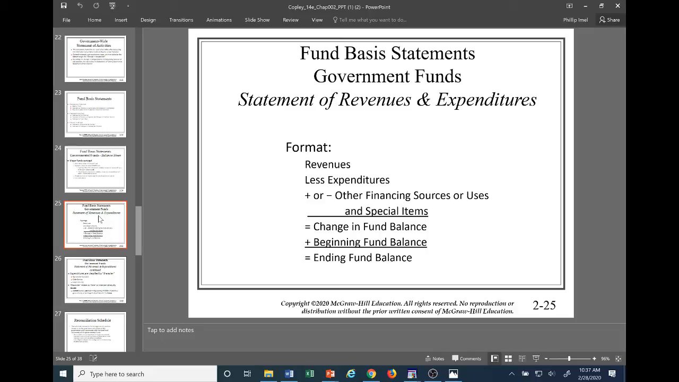What's an example of a special item? A special item would be something that's within the scope of the government but doesn't normally occur. What's the main example? Sale of land, or a fixed asset or something, because we're not in the business of selling property, so that's a special item. Like you said, it's within the control of the government, but not their normal type of stuff.